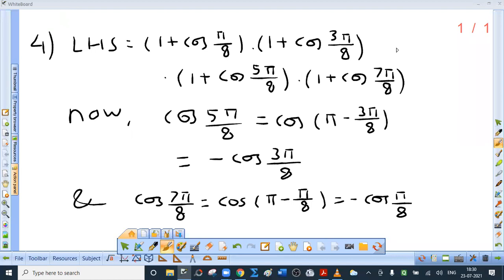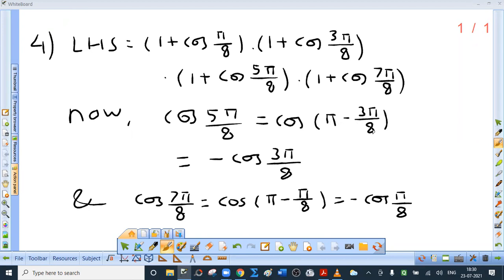Fourth sum, we begin with LHS. Okay. Now the angles are pi by 8, 3 pi by 8, 5 pi by 8, 7 pi by 8. Now it is cos of 5 pi by 8. The same angle can be written in a different form. I cannot write and I should not write an altogether different angle. The same angle in a different form.